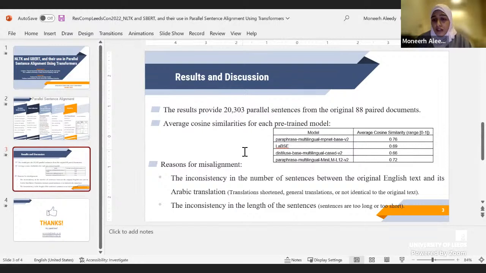I tried to analyze the results I have, and I think that one of the reasons for the misalignment is the inconsistency in the number of sentences between the original English text and the Arabic translated text, because some of the translators try to shorten the text or translate the text in general and not identical to the original text.